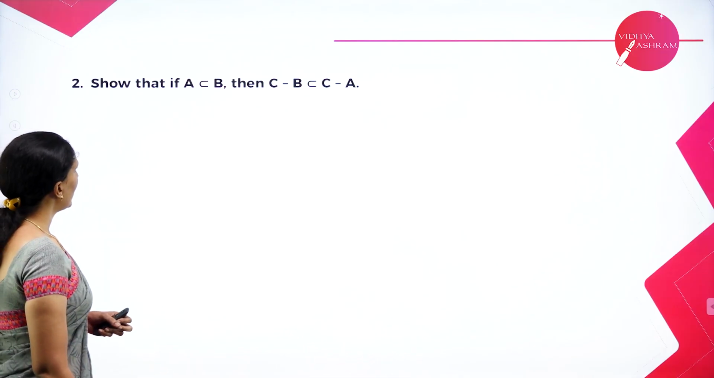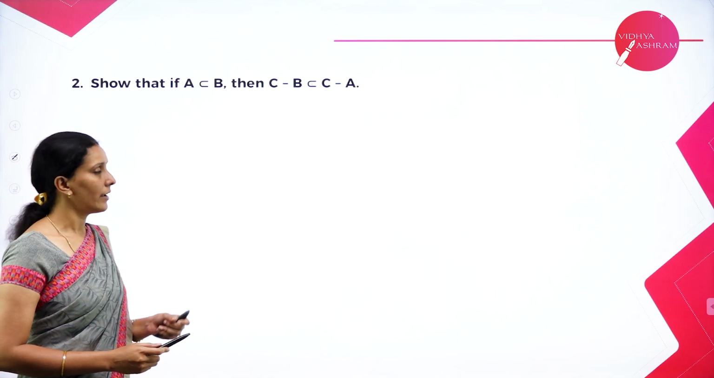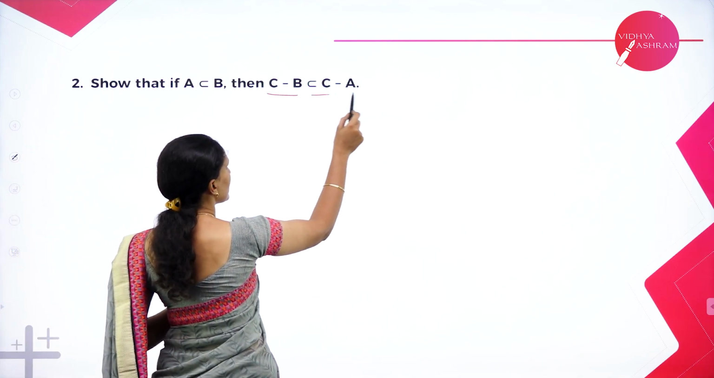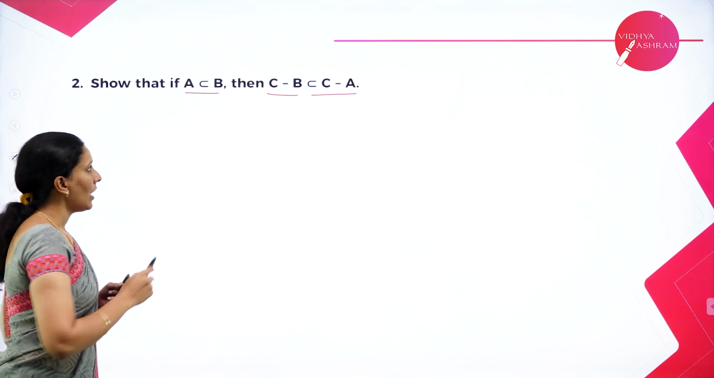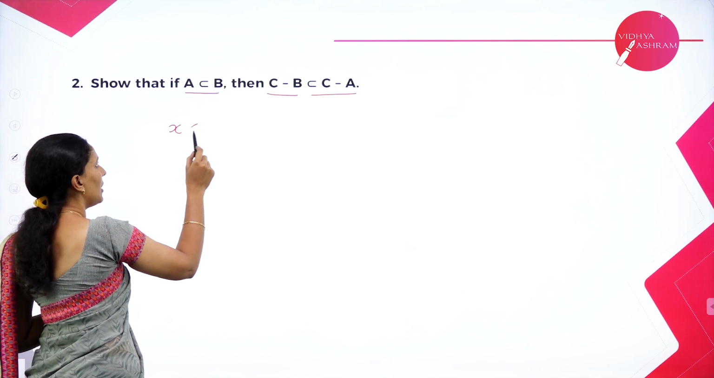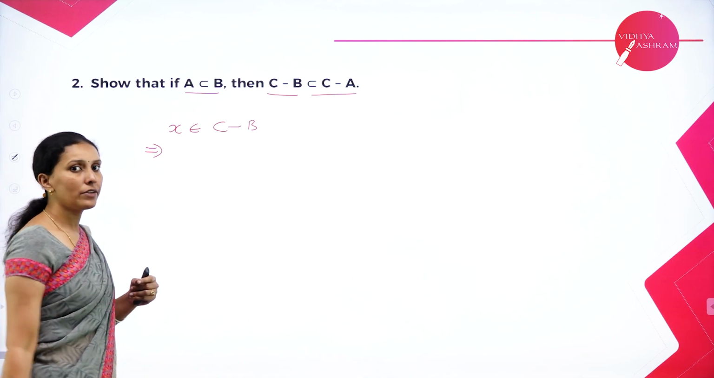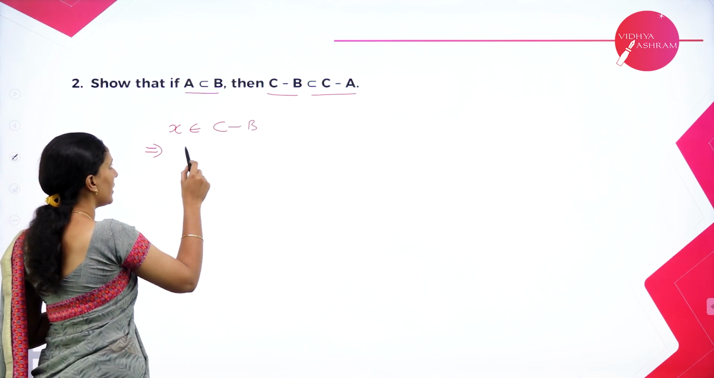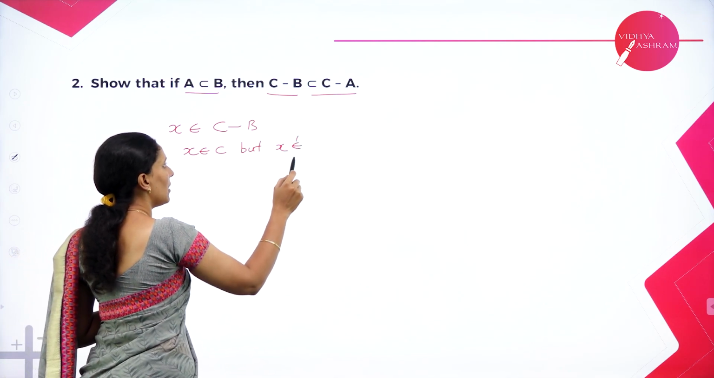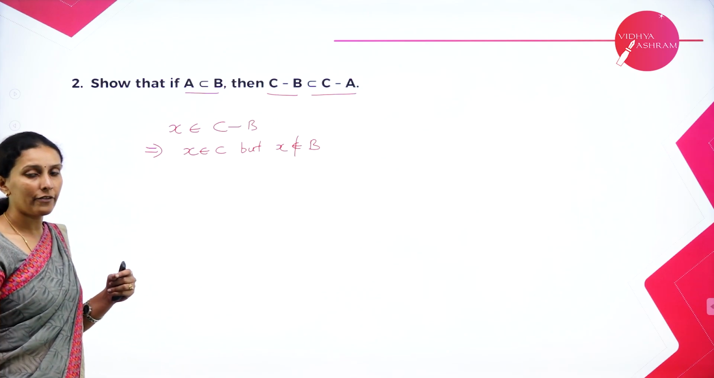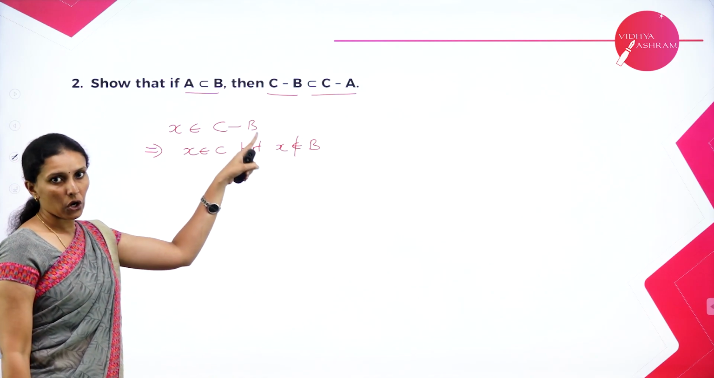Next question. Show that if A is a subset of B, then C minus B is a subset of C minus A. So I need to show that C minus B is a subset of C minus A. So given A is a subset of B. Now let me take an element X belongs to C minus B. What does the difference of sets indicate? X belongs to C, but X does not belong to B. This is what the difference of two sets indicates. So the element is present in C but not in B.